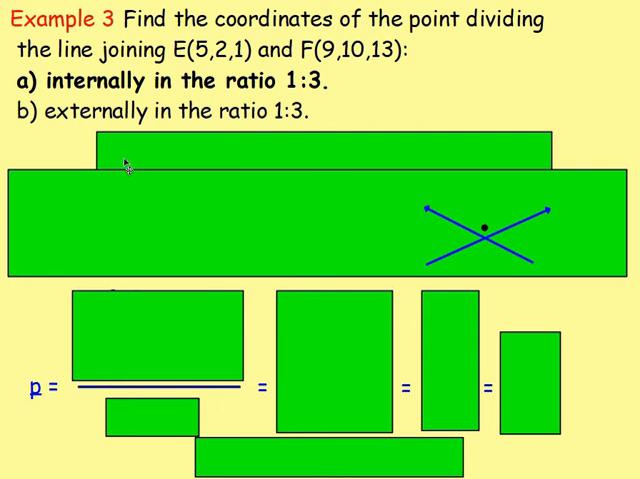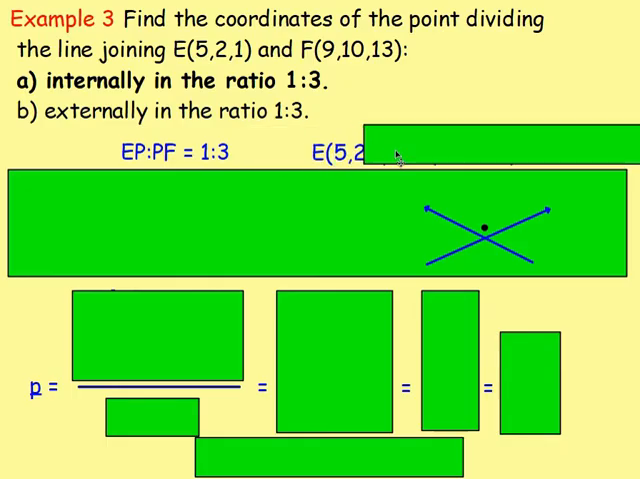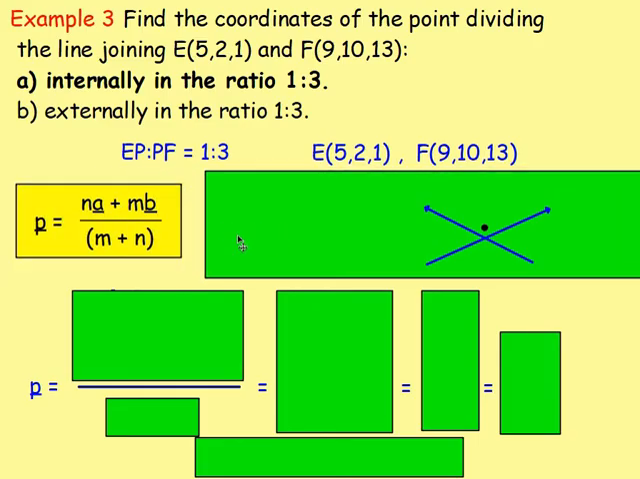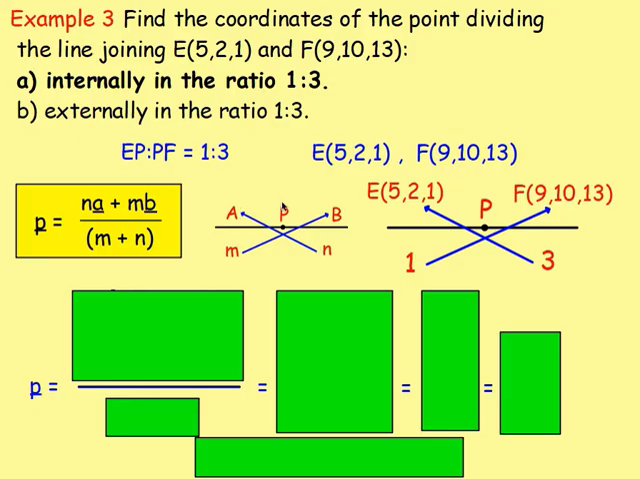So first of all, write down what you know. Well, we know the ratio from E to P, then P to F is going to be 1 to 3. We also know the points E and F. Again, the section formula is this. I find this diagram helps. Here though, I don't have A and B, I've got E and F. So that's the 2 points that I'm writing down, and the ratio is 1 to 3. So I'm writing that down.